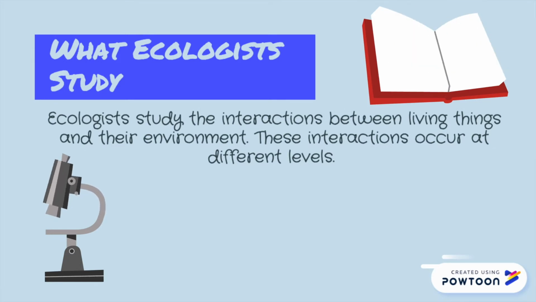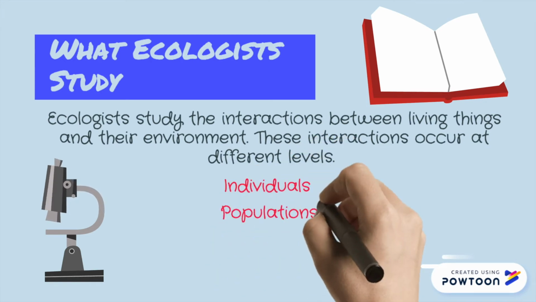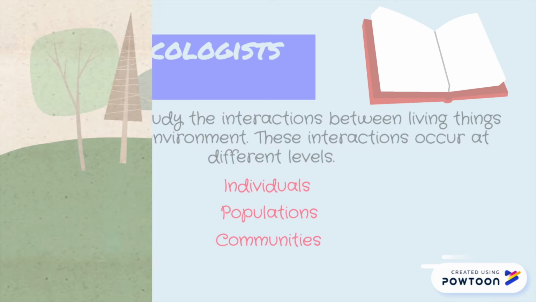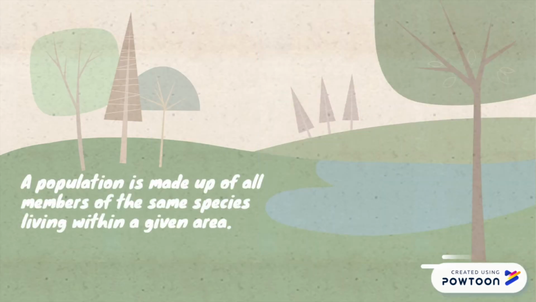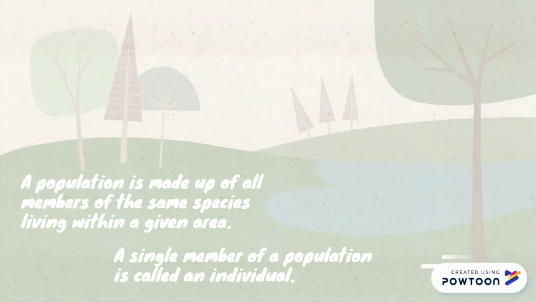These interactions occur at different levels: individuals, populations, communities, and ecosystems, which experience different kinds of interactions with their environment. A population is made up of all members of the same species living within a given area, and a single member of a population is called an individual. The area where a population lives can vary in size.